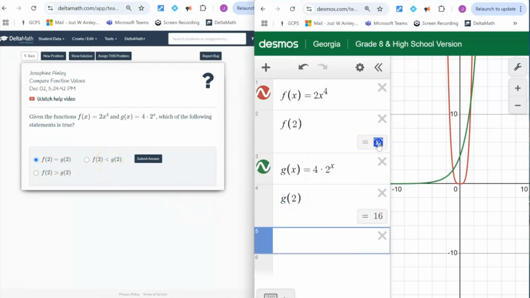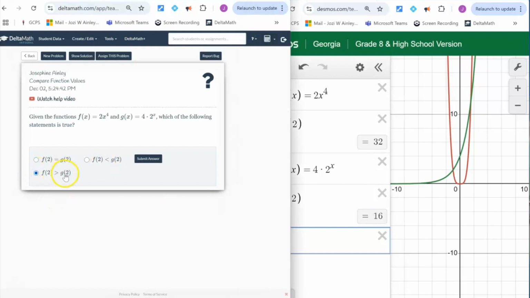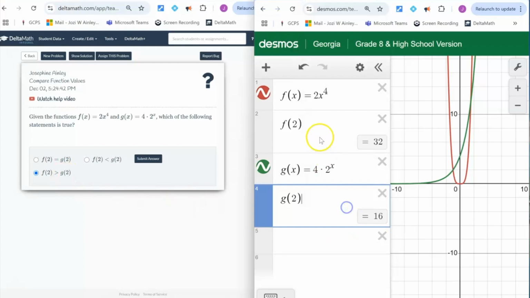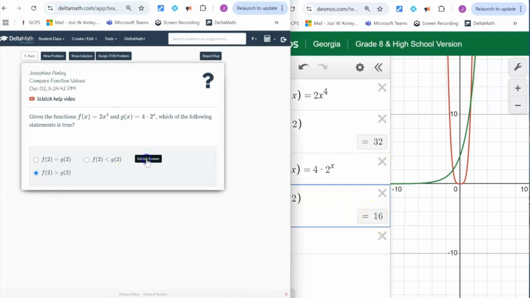So is 32 less than 16? It is not, so that's not the answer. Is f of 2 greater than g of 2? So is f of 2, 32, greater than g of 2, which is 16? Yes, 32 is greater than 16, so that one is my answer.